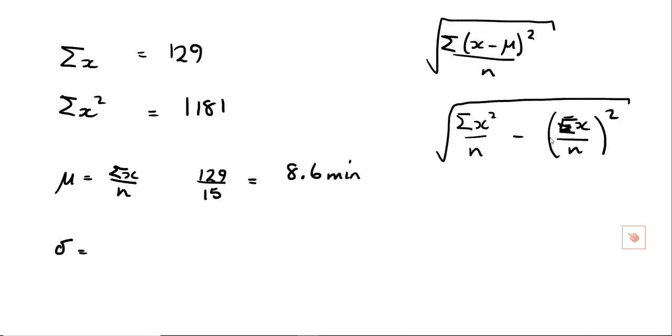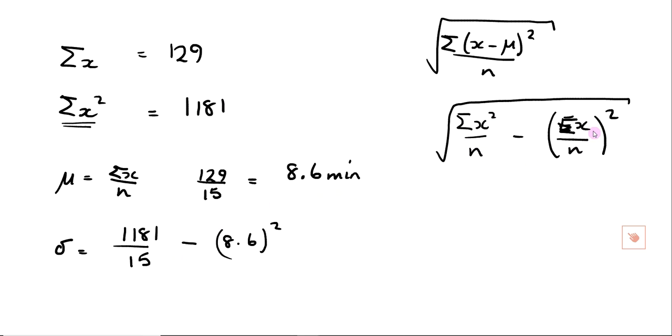Do I have that information? Yeah, so that's what I'm going to use. So I now have the sum of x squared over n, so that's 1181 divided by 15, subtract the mean squared. It's the sum of x squared, which is what I've been given, divided by n, the number of runs, which is 15.